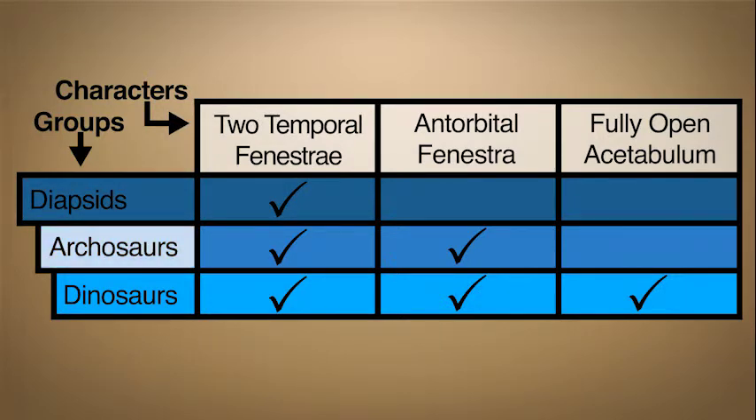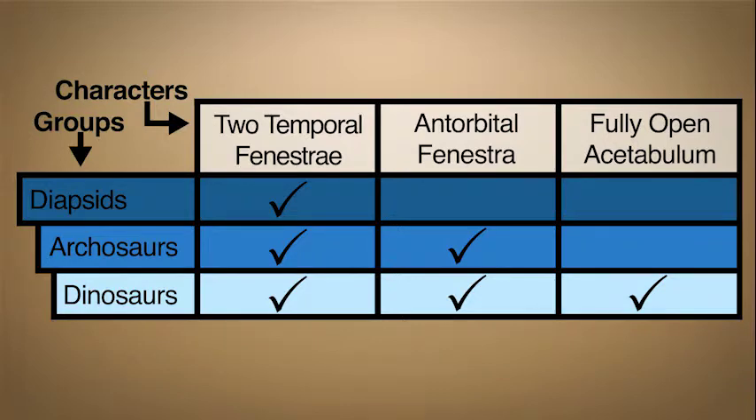Since archosaurs are diapsids, they have 2 temporal fenestrae, but they also have a fenestra in front of each eye, called the antorbital fenestra. Dinosaurs have 2 temporal fenestrae because they are diapsids, and the antorbital fenestra because they are archosaurs. They also have a fully open acetabulum, plus some additional characters that other archosaurs don't have.